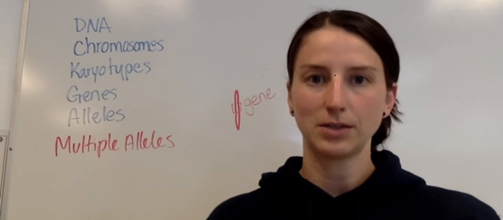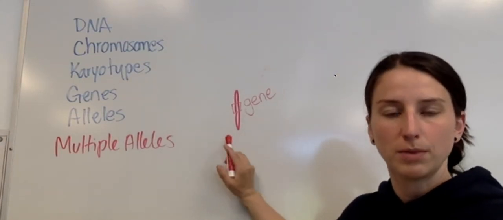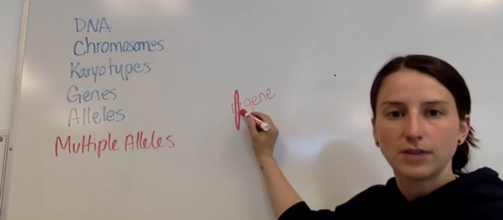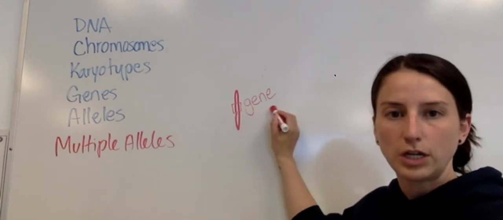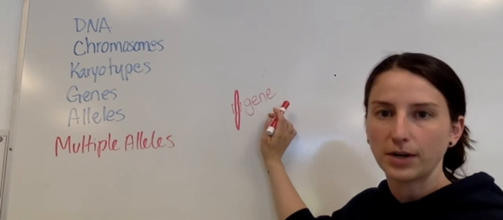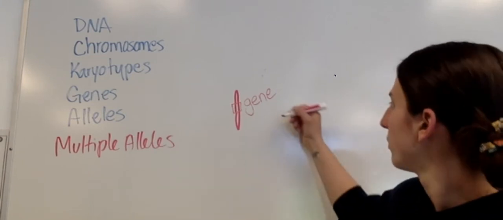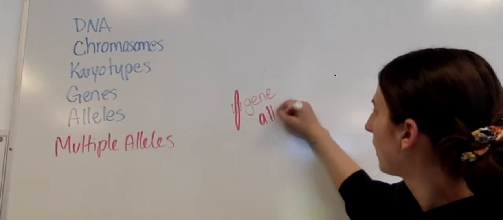type actually means. So just a quick review, you've got chromosomes, which are made of DNA. Sections of that DNA are called genes. Genes code for proteins, which have some function in the body. And you can have different versions of a gene, and those are called alleles.